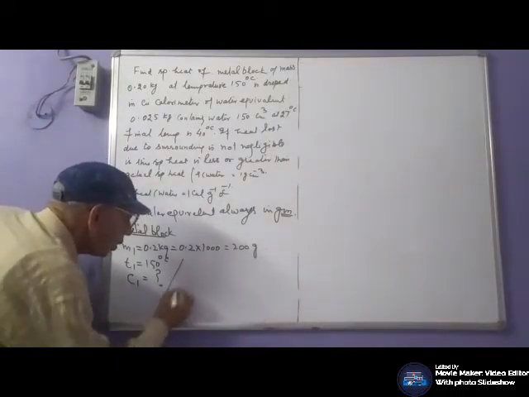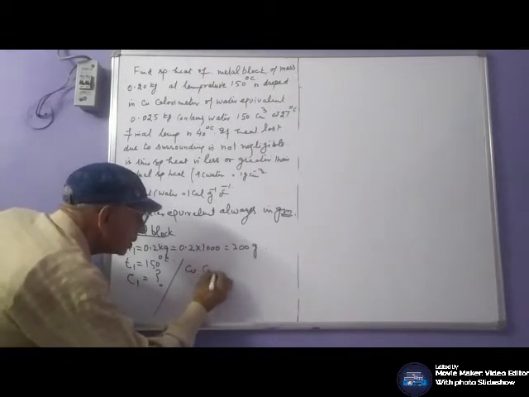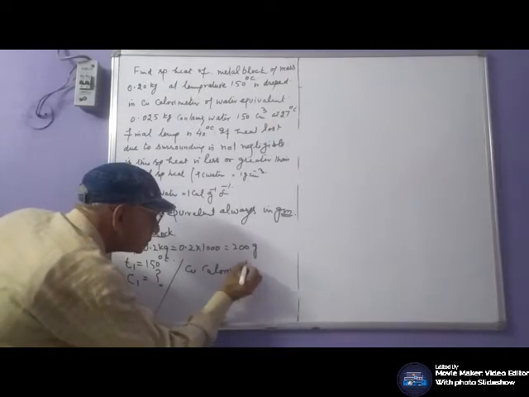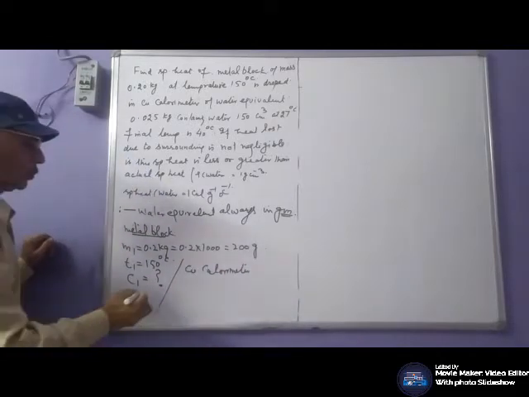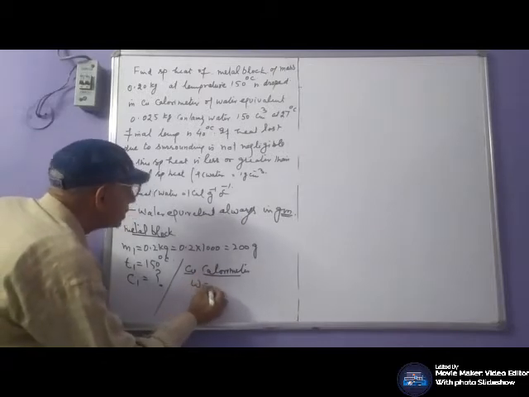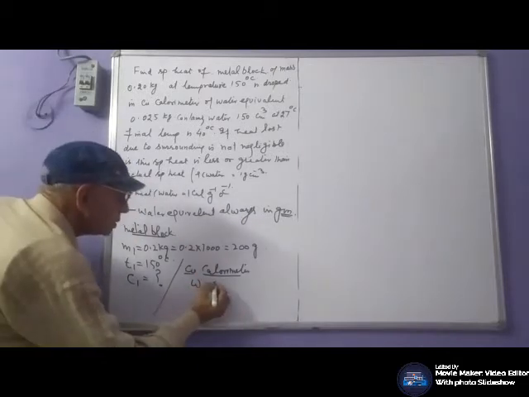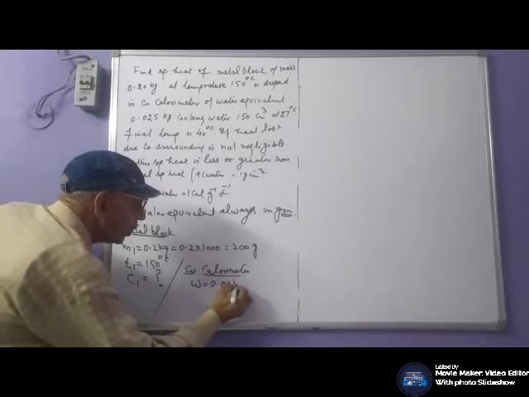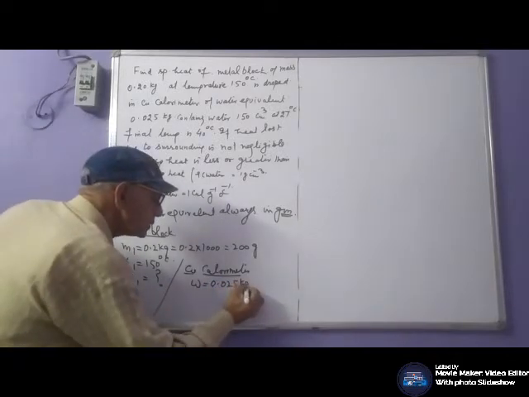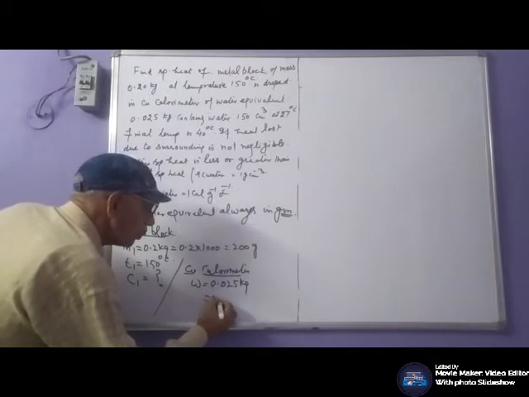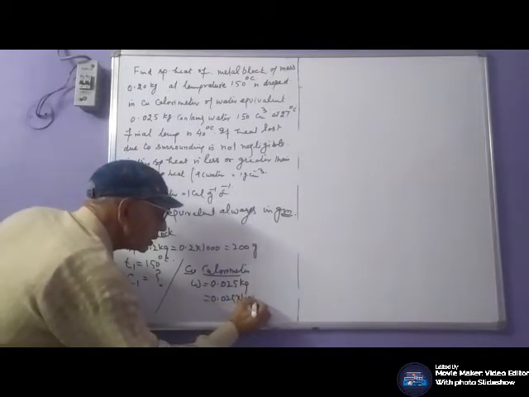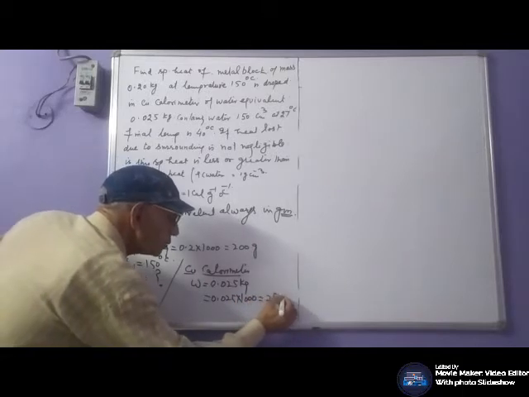Now for the copper calorimeter, the water equivalent is 0.025 kg. It is 0.025 into 1000, which is 25 gram.